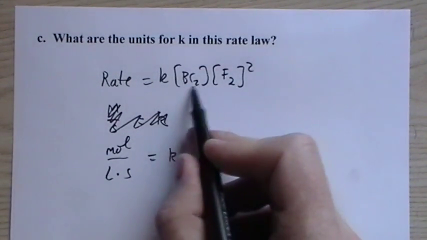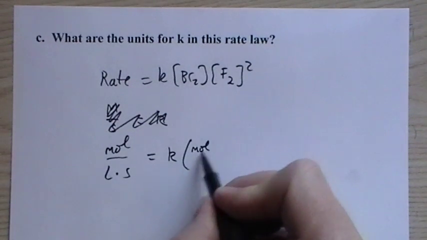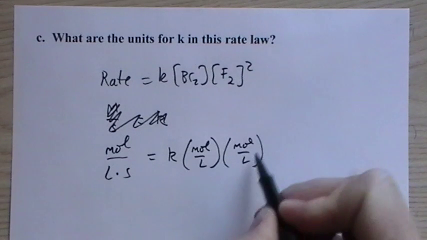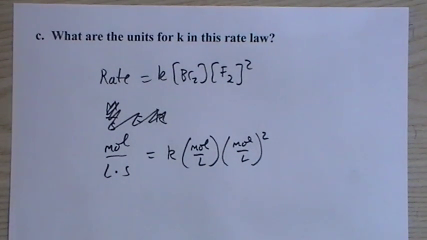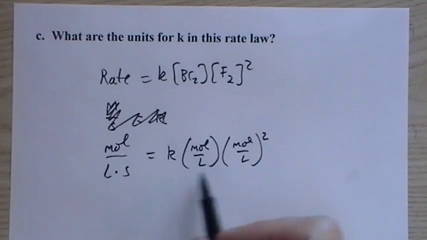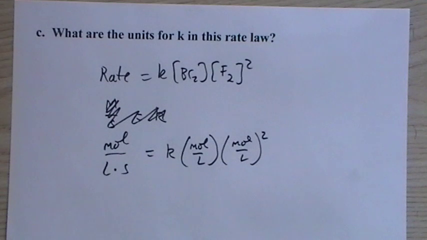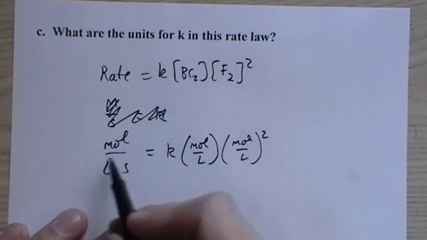Now, this is a concentration, so that's moles per liter. Yeah, that's a better way to go. And this is moles per liter squared. So I didn't put any numbers in here, but the units are on their own, and it doesn't matter what the numbers are. They're going to cancel against each other, not with the numbers.